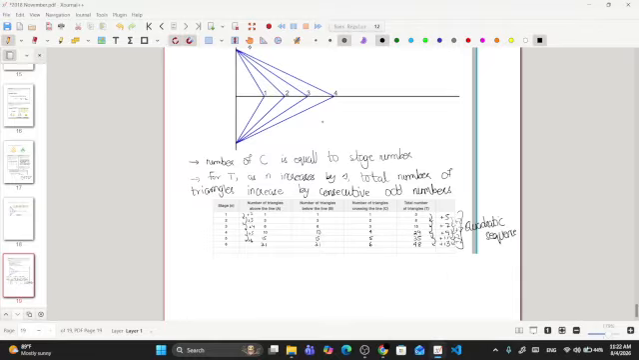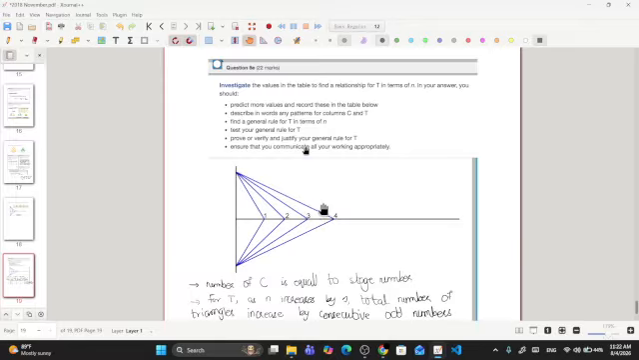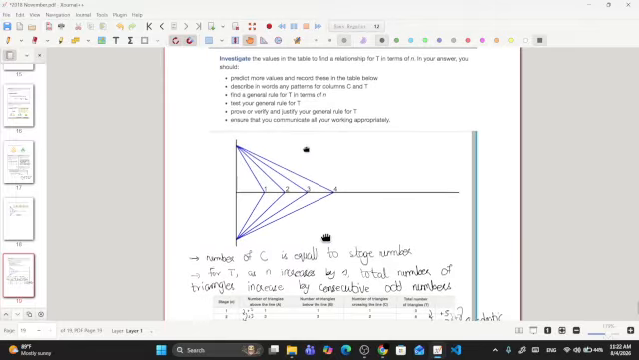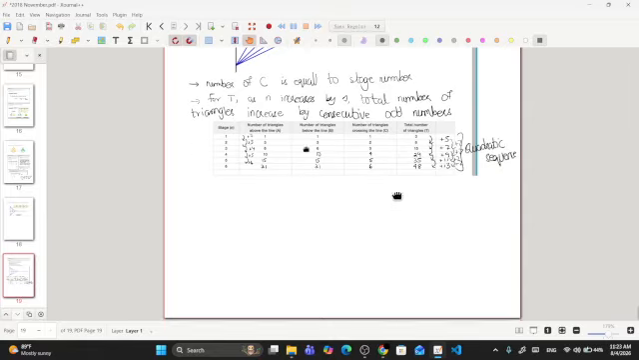As we move forward now, what does the next part say? Find a general rule for t in terms of n. Okay, so we are here supposed to find the general rule for t. Let's try to write everything down once again. We had 3, 8, 15, 24. Then we have a difference of positive 5, positive 7, positive 9, positive 11. And here we have a difference of positive 2, positive 2, and positive 2.